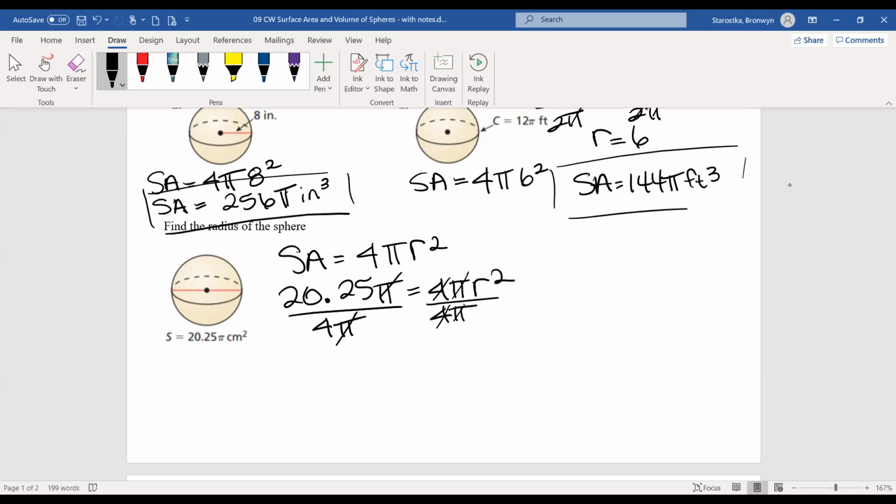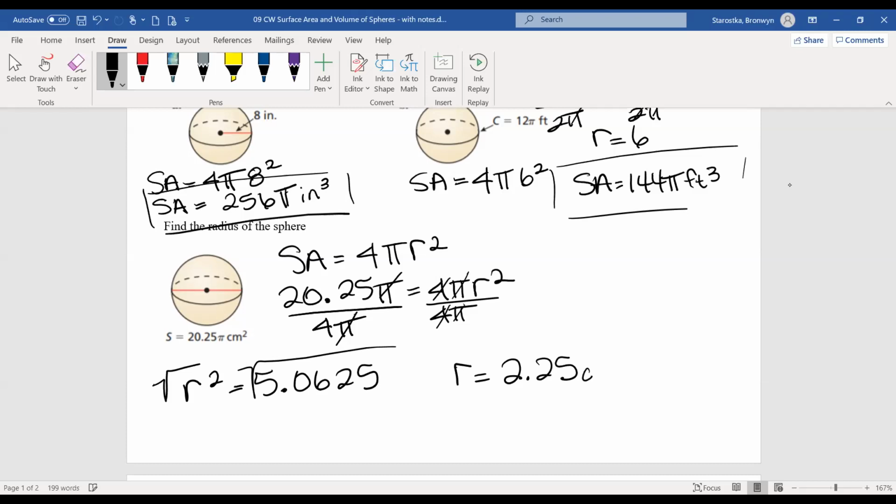So plugging into my calculator, I'm going to get r squared is 5.0625. So what do I do to find the radius? I take the square root of both sides, of course. So now plugging all of that under the radical, the radius is going to equal 2.25 centimeters.